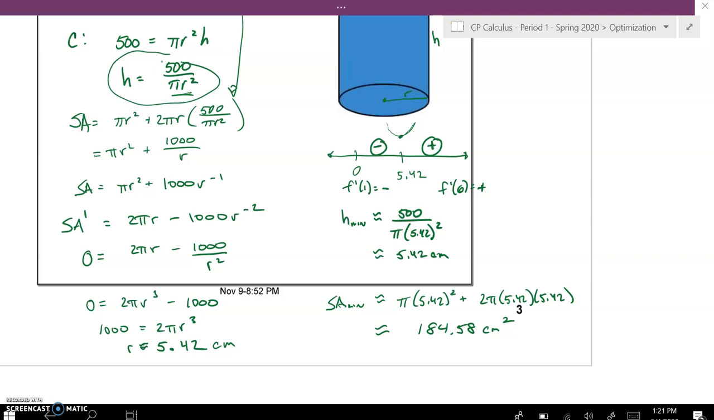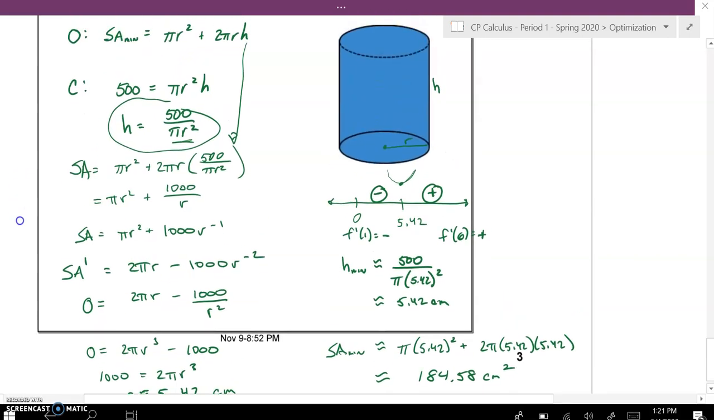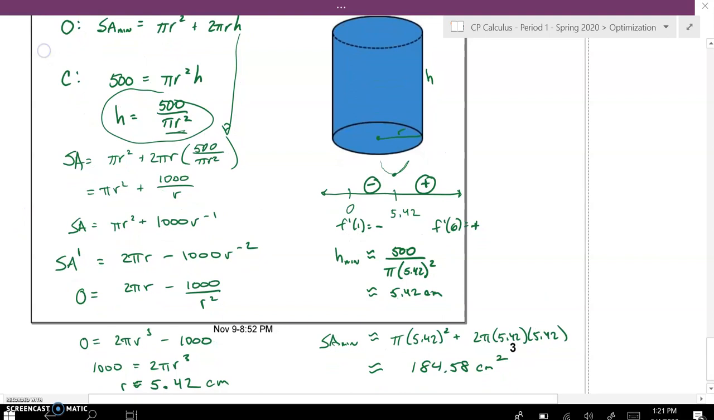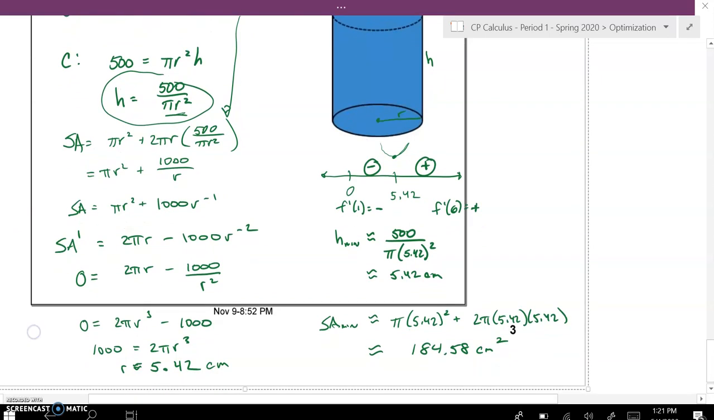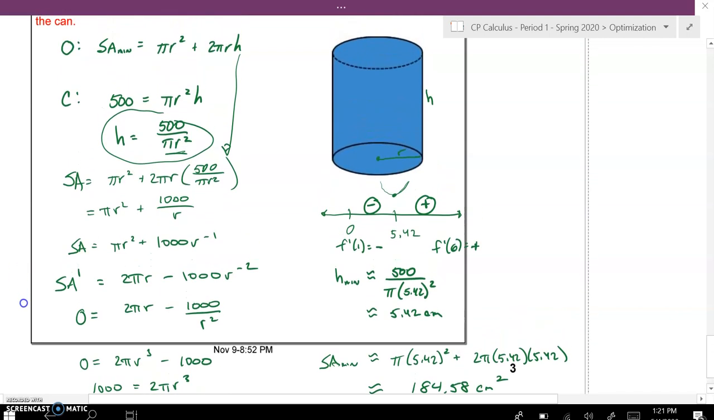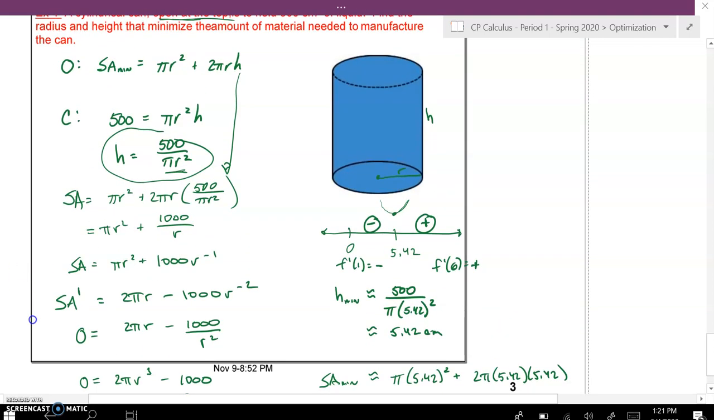And then in order to find the actual minimized surface area, I use those dimensions and just plug the r and the h into my surface area equation that I originally set out as my optimization equation. Plug those in, and when I put that in the calculator, it ends up being 184.58 square centimeters, because we're talking about area here, of material that I would need to make this can to be able to hold the 500 cubic centimeters. That's the least amount of material that I can use.